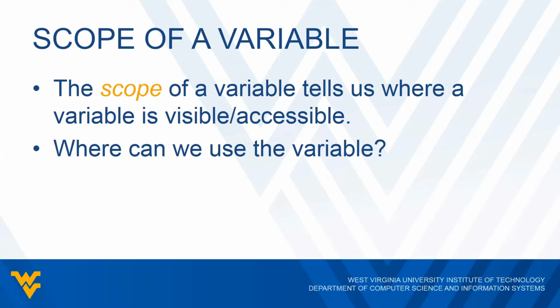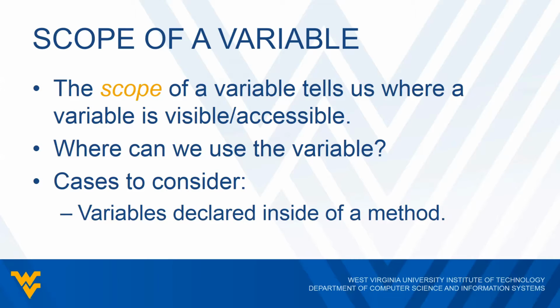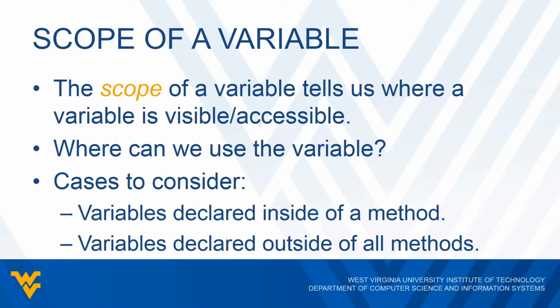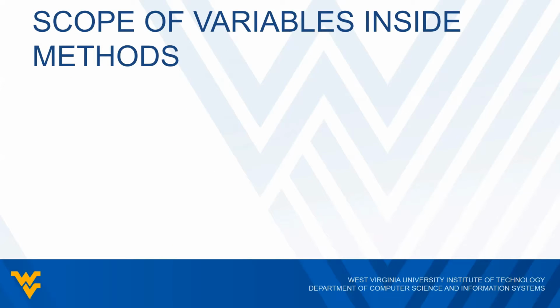And in Visual Basic, there are a couple of cases that we have to consider, and it comes down to where do we actually declare a variable? So we've got to consider variables that are declared inside of a particular method, and we also need to consider variables that are declared outside of any and all methods. So what happens to these variables? When are they visible?